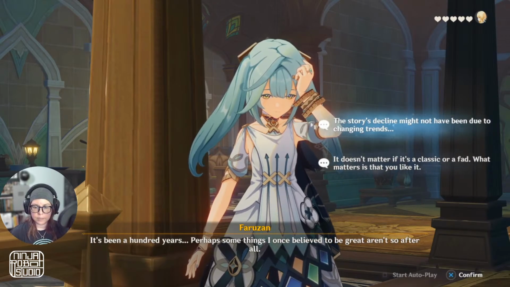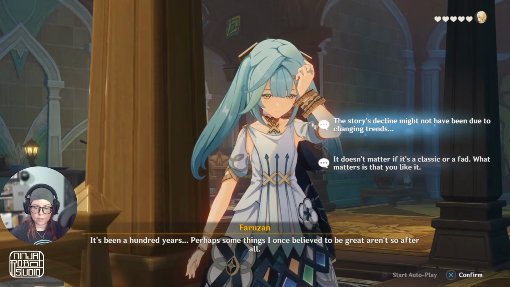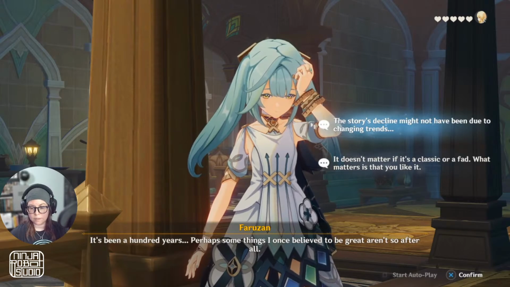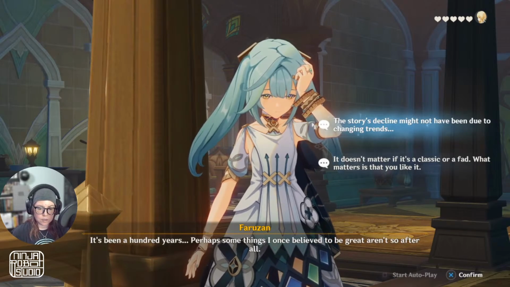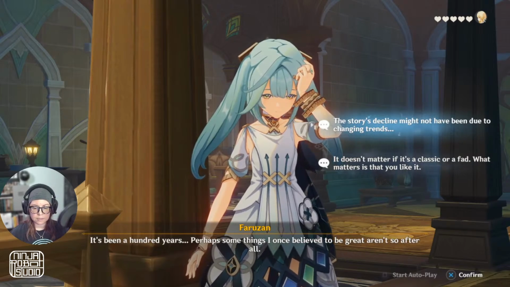Story's decline might not have been due to changing trends. It doesn't matter if it's a classic or a fad. What matters is that you like it. Well, I'm going to say the story's decline might not have been due to changing trends. It might have been due, in my opinion, personally, to the fact that it kept changing the writing style and left what was originally what made it good. Kept changing the writing style, and that's going to ruin it. Okay, but that's my opinion.